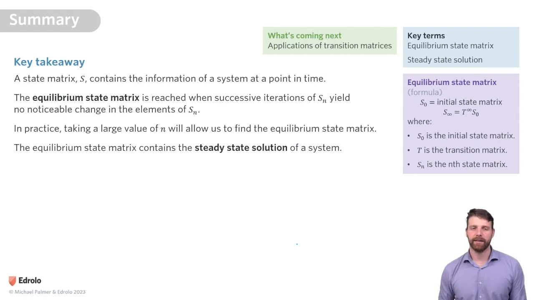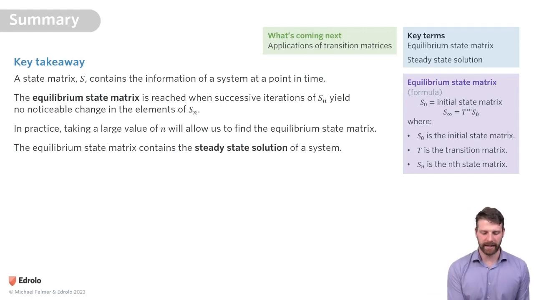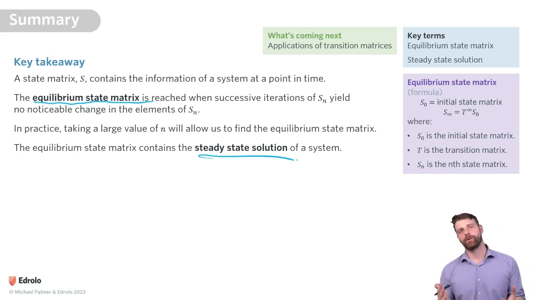Here's our summary. The main takeaway today is this idea of the equilibrium state matrix containing our steady state solution. With transition matrices, we often expect the change in population or whatever values they are to approach some figure, and that's our steady state solution. Up next, we're going to look at more applications of transition matrices, so I'll see you there.